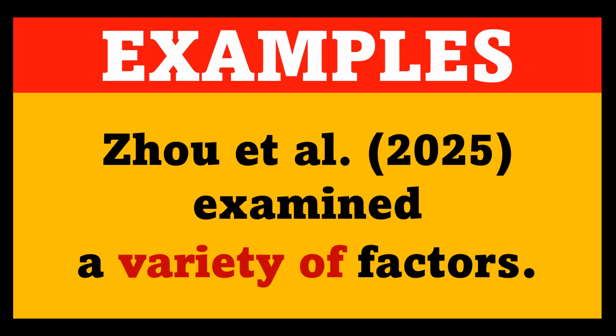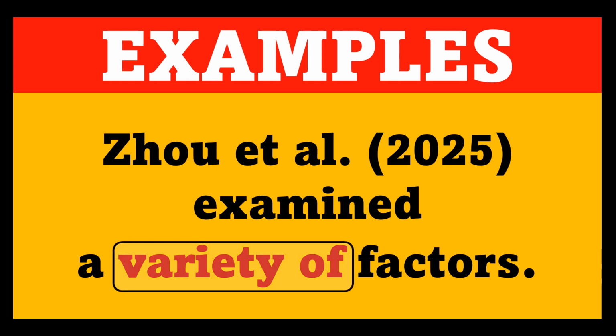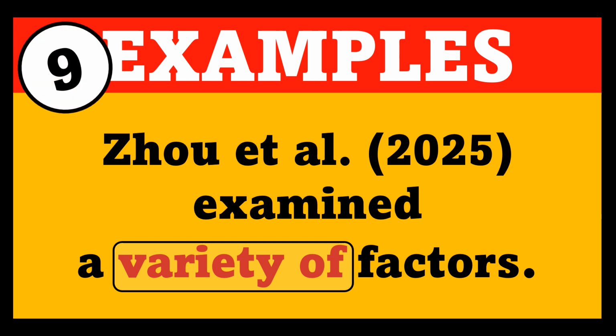In academic context, you might say something like, Joe et al. 2025 examined a variety of factors. This here, variety of, is a noun linked to another noun with a preposition, 9 words in total.